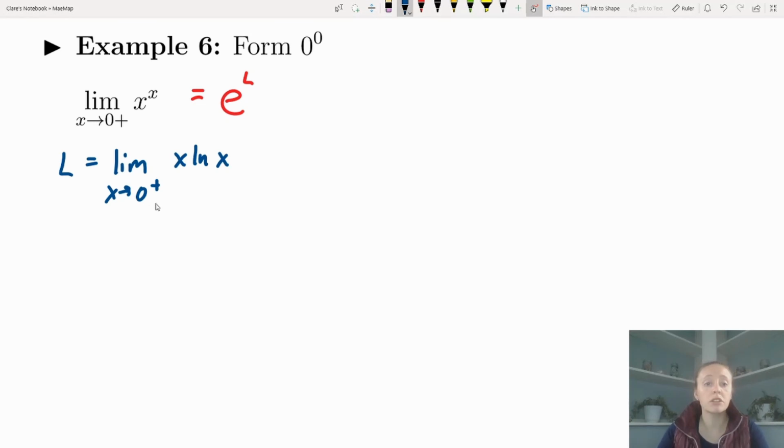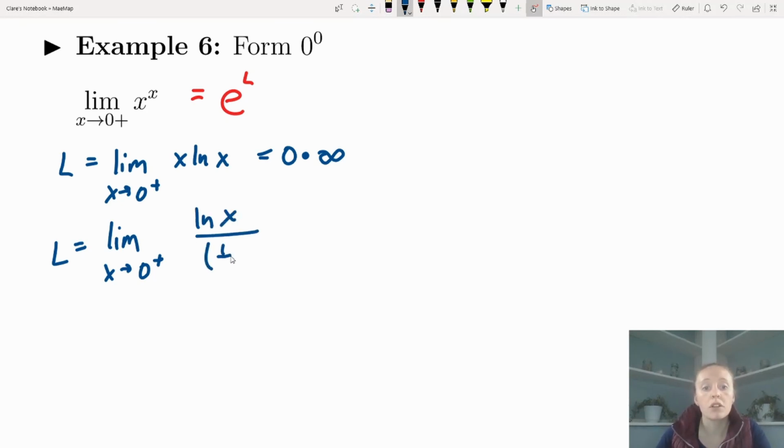So from here, if I were to approach 0 from the right, the ln of x as we approach 0 from the right goes towards infinity, and x is just going to go towards 0. So this is in the form of 0 times infinity, or infinity times 0. So we're just going to move something into the denominator so that we're set. So I'm going to take the limit as x approaches 0 from the right, making a note that this is what L is, of the ln of x over 1 over x. So now we have infinity over infinity. So let's take those derivatives.